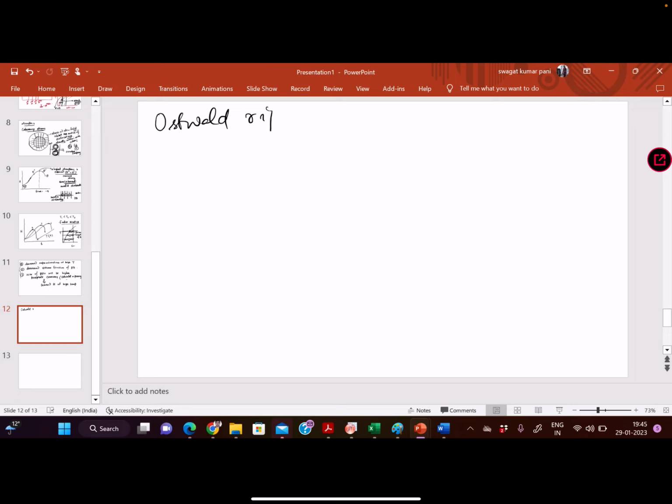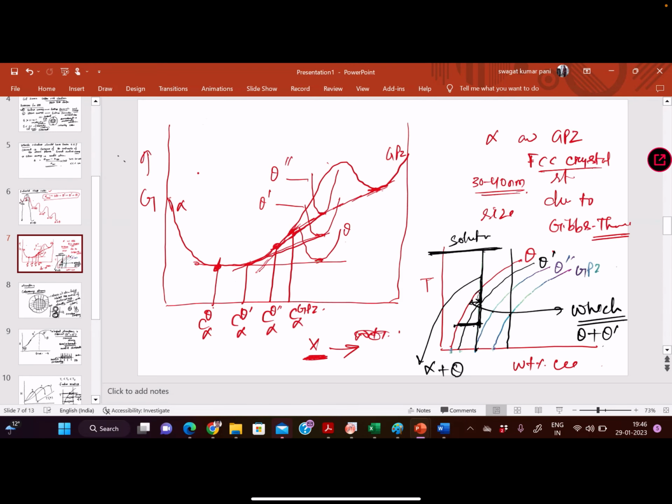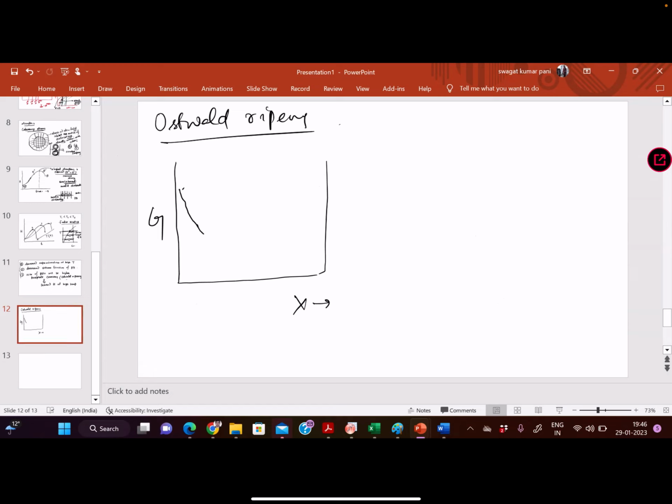What is it? Again, that same free energy composition diagram. This time I'll show it just for small particles and bigger particles, or I have shown it already here. Here you can see for the smallest particle the composition is high. This is the composition, this is the composition, and for theta, this is the composition. So as the size of the precipitate inside the matrix is smaller, the composition of the matrix at the border of the precipitate will be higher. So I'll draw it clearly here.